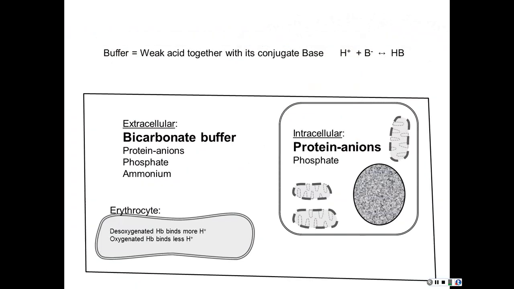So we have, in addition, proteins with their anions, which are a major buffer internally in the cells, intracellularly, I should say, as well as phosphates. And the bicarbonate buffer is mainly the extracellular buffer, along with the addition of ammonium.